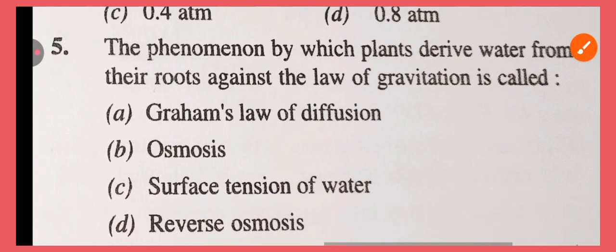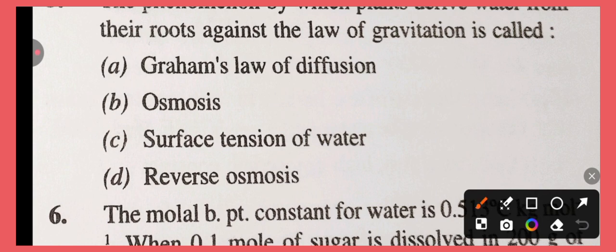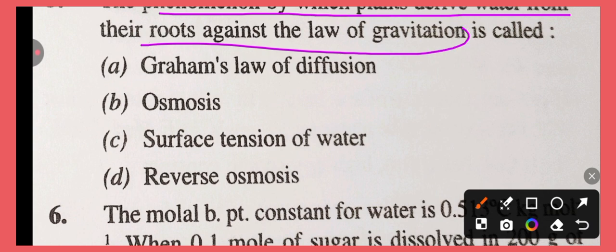Next, move to another question. Let's read the question. The phenomenon by which the plant derives water from its roots against the law of gravitation is called osmosis.